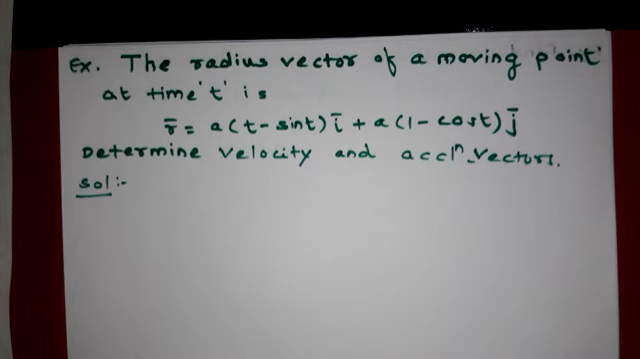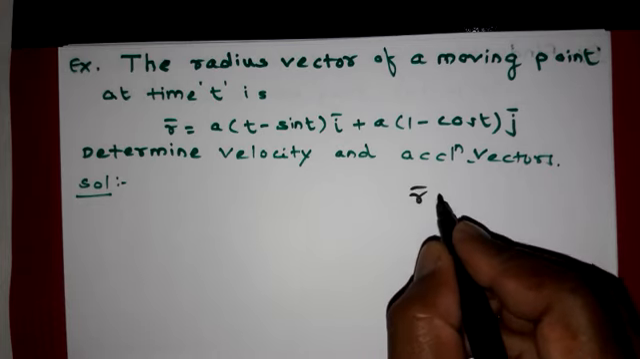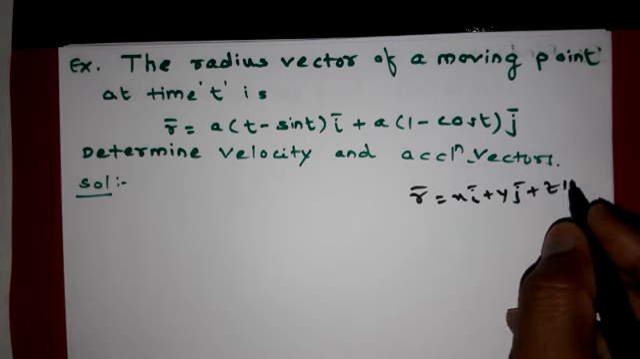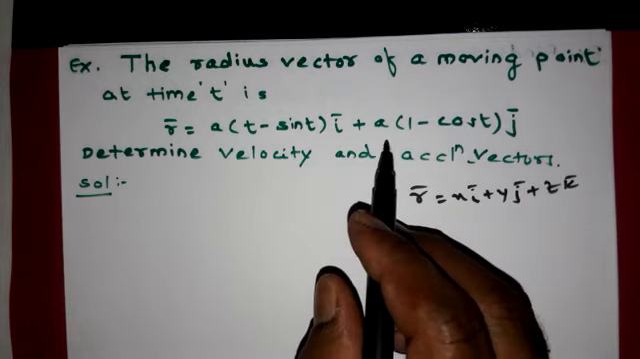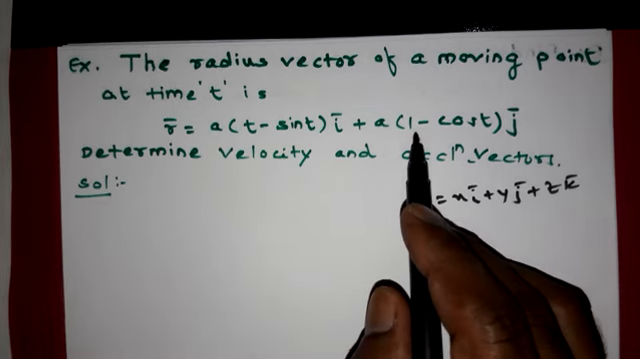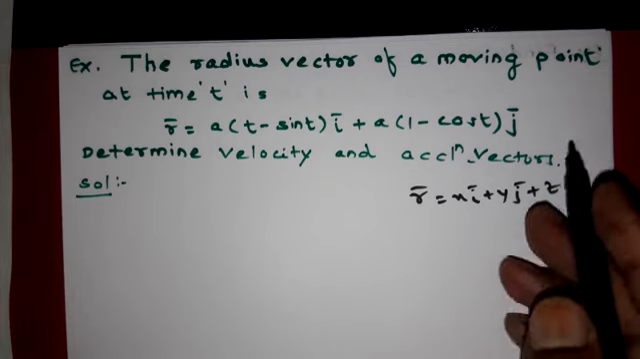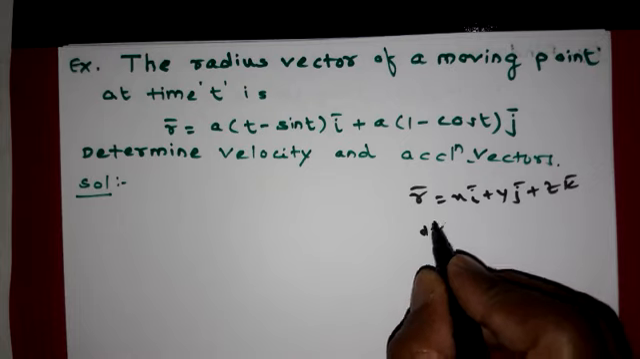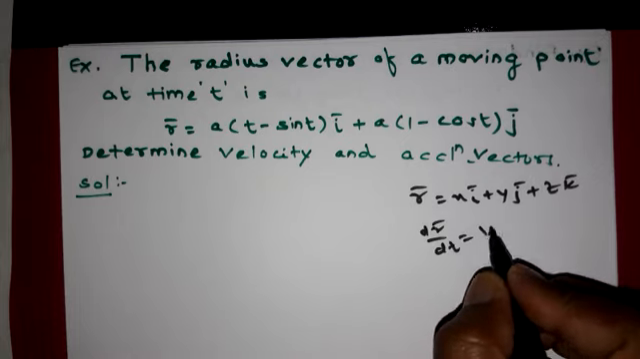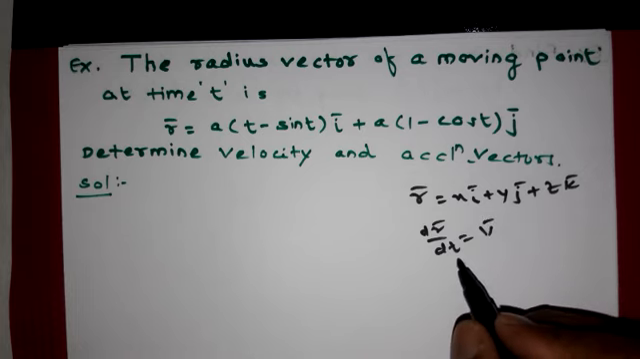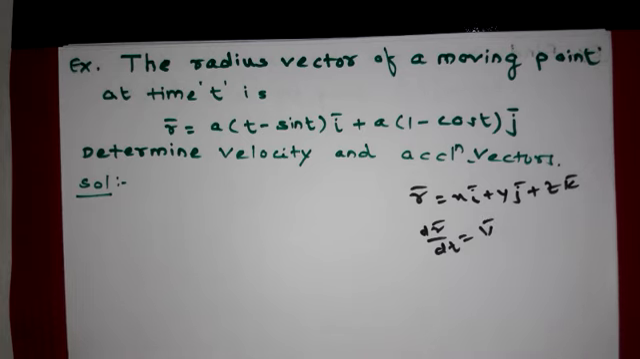Generally we write r bar is equal to x i bar plus y j bar plus z k bar. But here it is given ready made: the value of x is a(t minus sin t), the value of y is a(1 minus cos t), and the value of z is 0, so no problem. So r bar is given, and we know that dr bar by dt is nothing but our velocity. The value of velocity vector is dr bar by dt. So we have to differentiate this r bar to get the velocity vector.